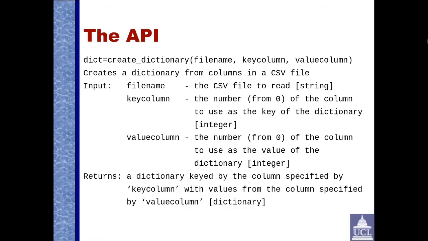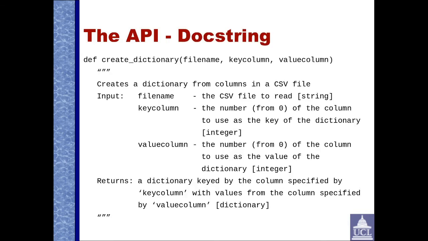Now, given that we've got that definition, we can use a docstring in our actual code to contain that information. So here I've just defined our function, and I've created a docstring using 3 sets of double inverted commas, and I've put exactly the content that I had before. In other words, what my API was.